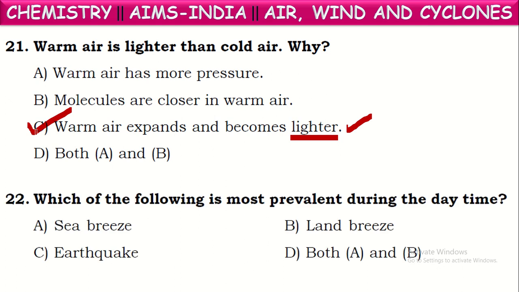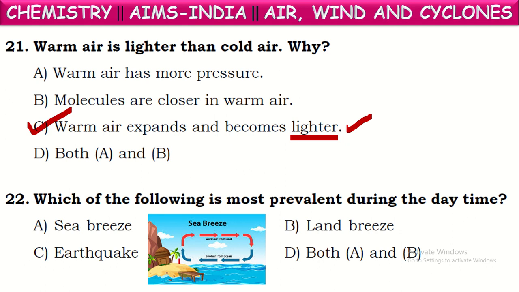Which of the following is most prevalent during the daytime? Either sea breeze or land breeze. During the daytime, we know land becomes hotter faster than the sea. So the air present on the land will become hotter and moves up. Here a low pressure area is created, but the air on the sea is still cool. So as a low pressure area is created, air starts moving from sea to land. That is called sea breeze. So during the daytime, sea breeze is most prevalent.